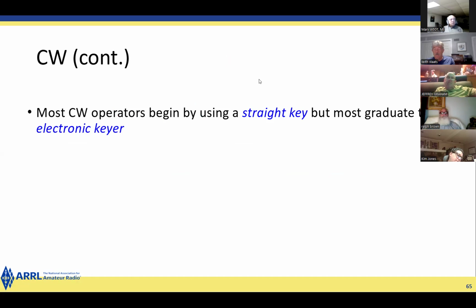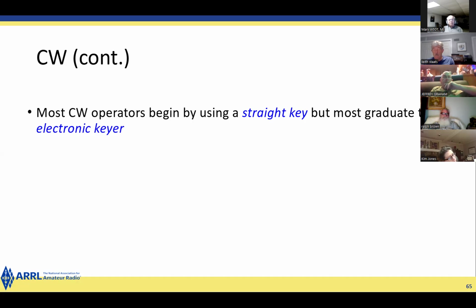I wouldn't say that most CW operators start with a straight key. Many do and then go to an electronic key. A straight key is probably good to about 15 words a minute. After that, most get real choppy. It's very difficult to run a straight key very effectively over 15 words a minute. I have to admit I learned on a straight key, but after 15 words, I went to an electronic key and paddles.